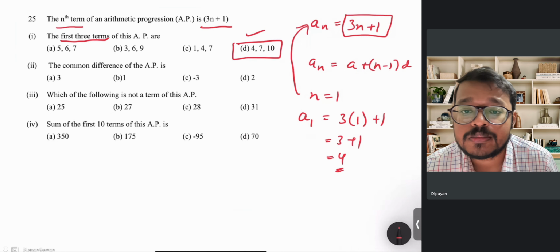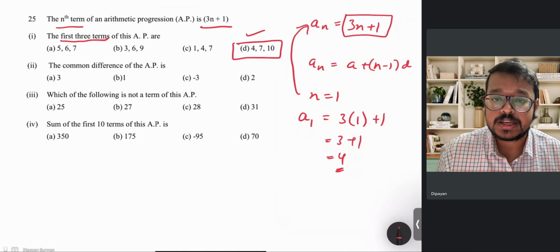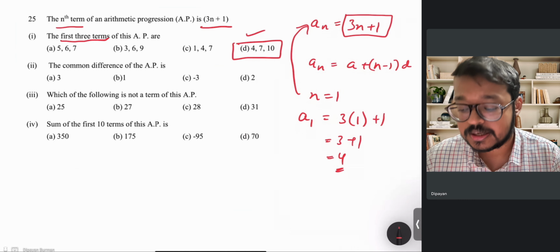So the first three terms of the AP are 4, 7 and 10. If I plug in n equals 2 and n equals 3, I will find the second and third terms are definitely 7 and 10.